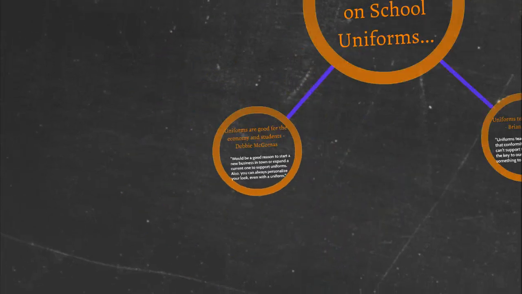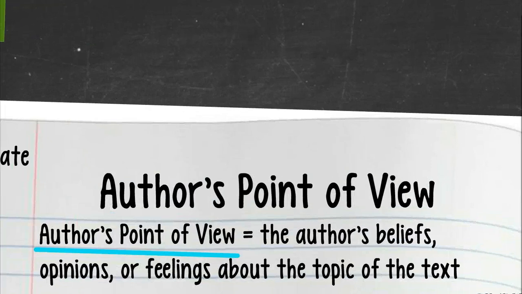So one topic, but more than one way to see it. That's basically what an author's point of view is. It's what the author believes or thinks or feels about the topic of the text.